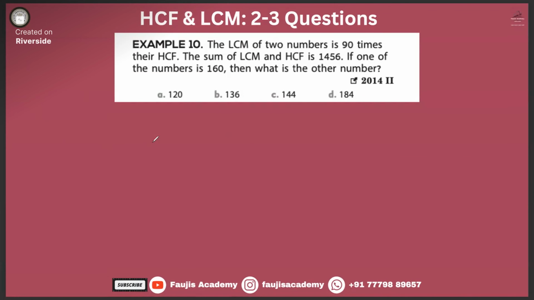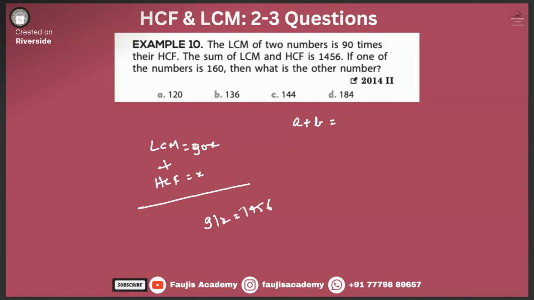Quick, guys, quick. LCM of two numbers, let us say those numbers are A and B. The LCM of two numbers is 90 times their HCF. So if HCF is, let us say, X, then LCM is 90X, right? This is what they are saying. The sum of LCM and HCF, okay, 91x is 1456, right?